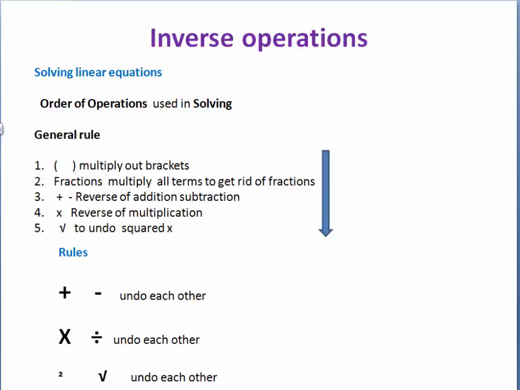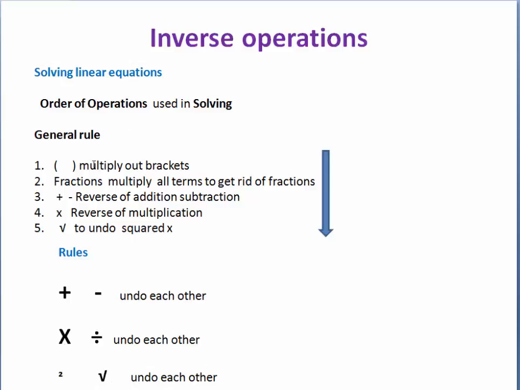When we're doing inverse operations, there's a general rule for the order of operations in solving these. I'm going to stress that it's a general rule. There are other ways of doing it, but if you use these rules in this order going down, then it makes life easier. So first of all, plus and minus undo each other. We've got to remember that. Multiplication and division undo each other. And if we want to undo something squared, we square root that, so they undo each other.